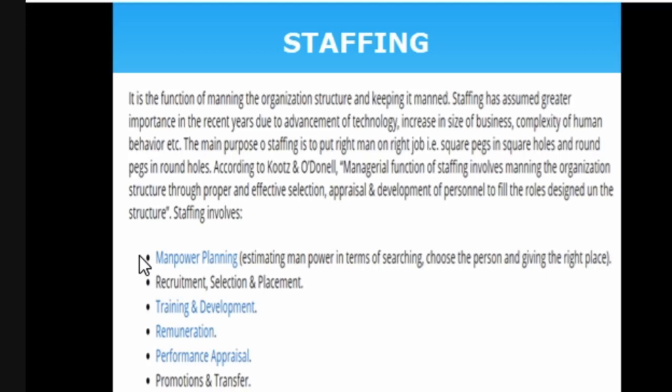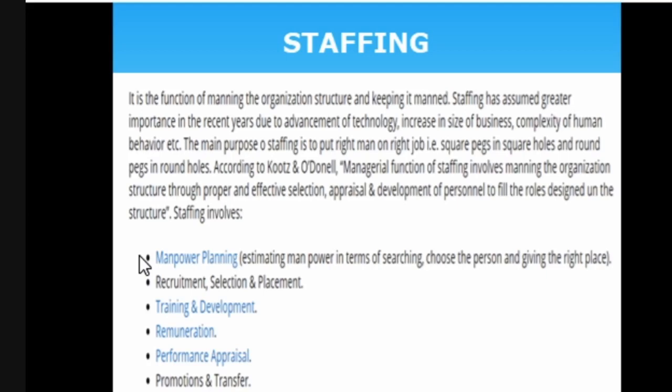So staffing involves manpower planning, estimating manpower. You need to estimate the manpower for completing this job, how many people are needed. So that is estimating manpower. For libraries, I think Ranganathan has given a formula for determining the manpower. And recruitment, selection and placement: how the process of recruitment works, how you are advertising, how you are selecting candidates, and how the placement is offered.